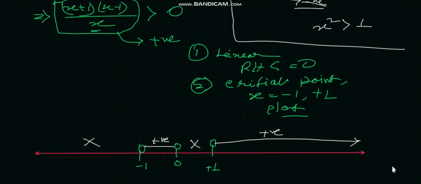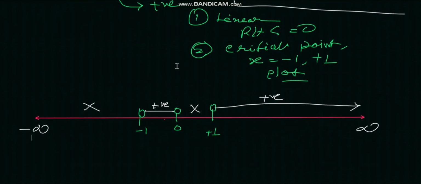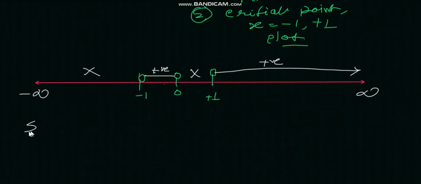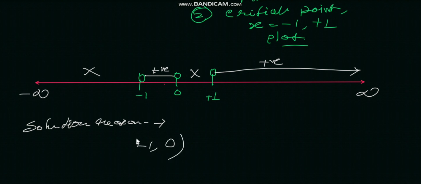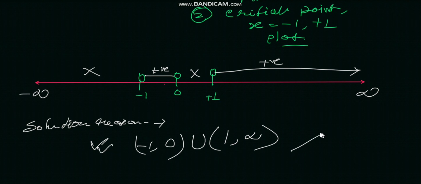Okay, this is plus infinity, this is minus infinity. So what will be the solution region? Solution region, that is excluded, right? So minus 1 excluded, 0. This is union 1 excluded, infinity, using the open brackets. So the solution region will be this.